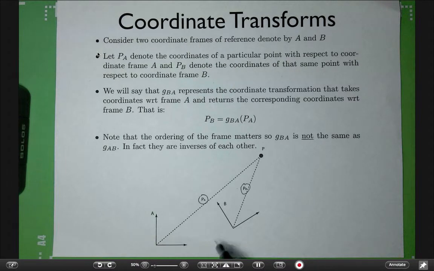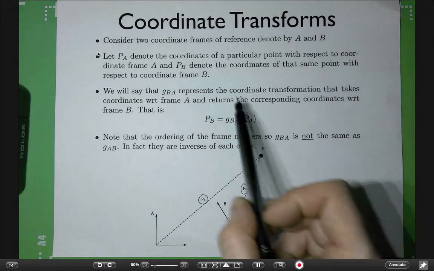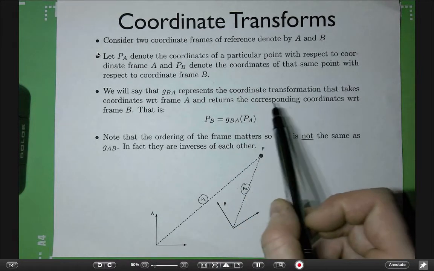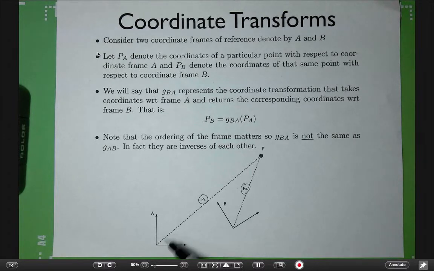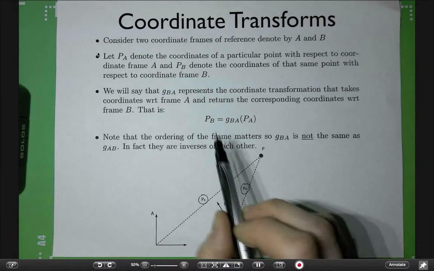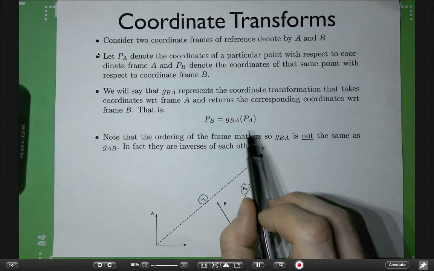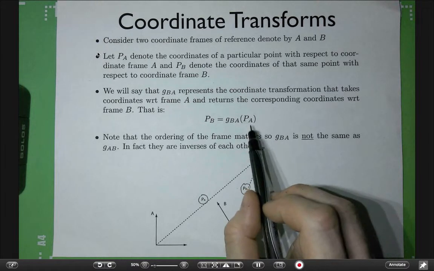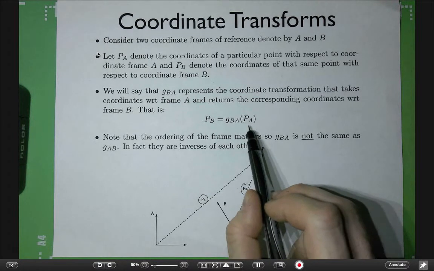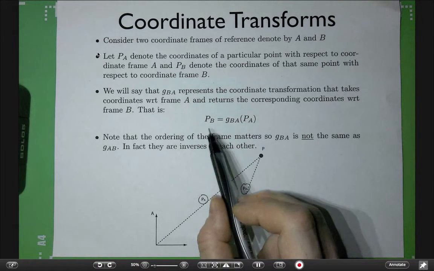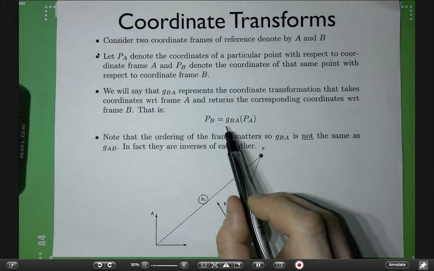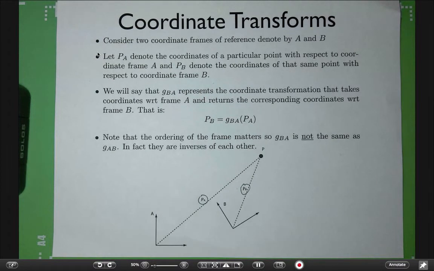Now, what I can say is that I have a matrix that represents, or in general, I guess a function that represents the coordinate transformation between these two frames. So let's look at this. It's a function that takes coordinates with respect to frame A and returns coordinates with respect to frame B. So the GBA takes the PA and returns the PB. So this is a matrix that tells me how to convert the coordinates.